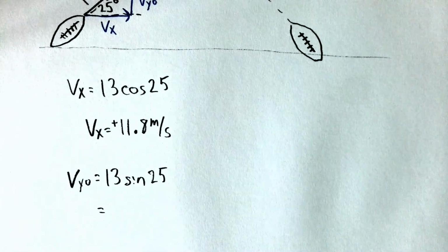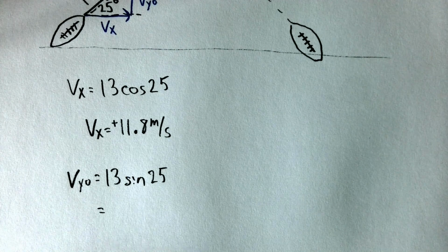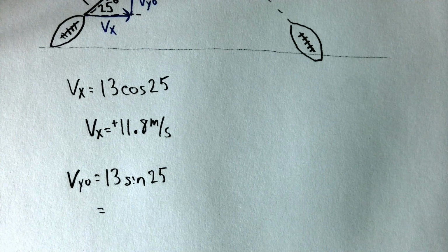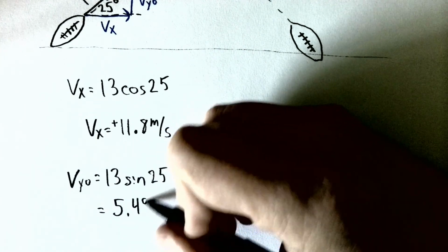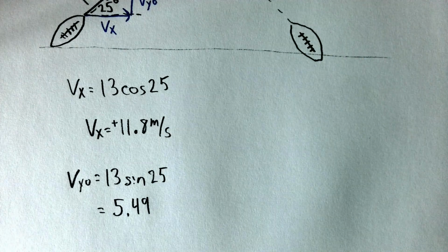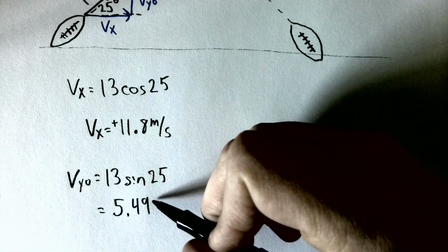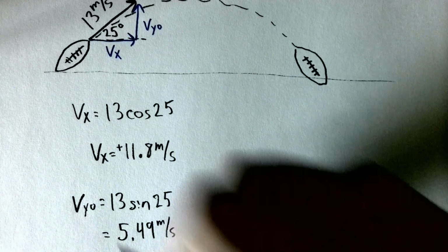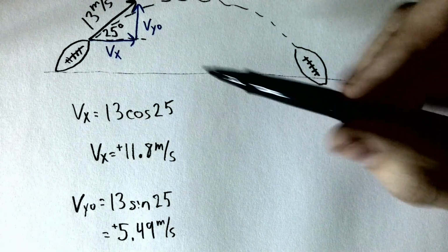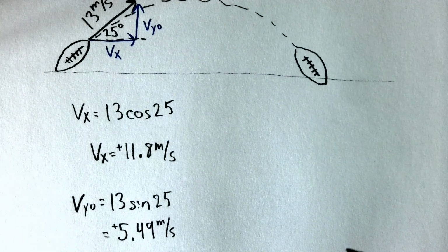Okay, I think you guys get it. 13 sine 25. How about 5.49? All right, thank you. Positive or negative? Positive. Because it's moving up. At the beginning, it's moving up.